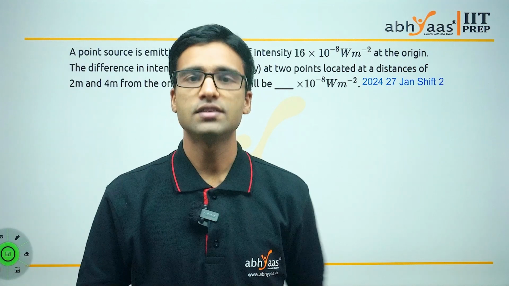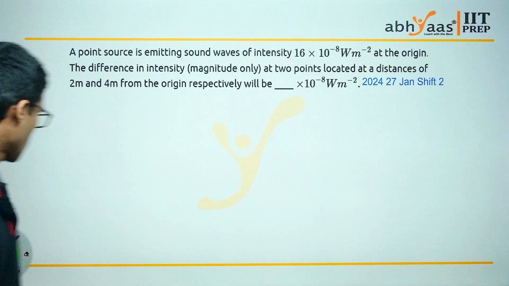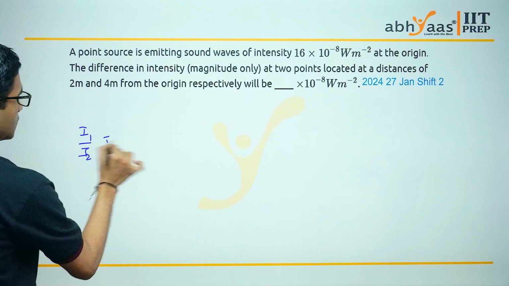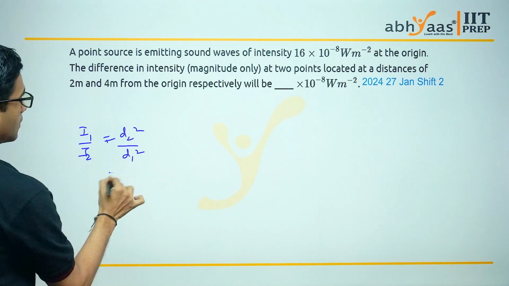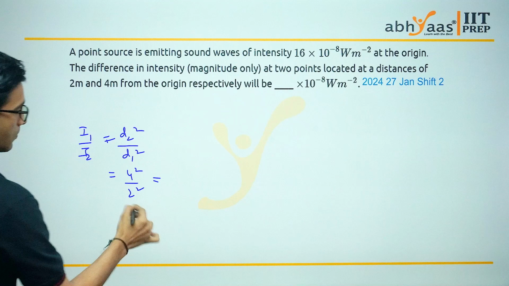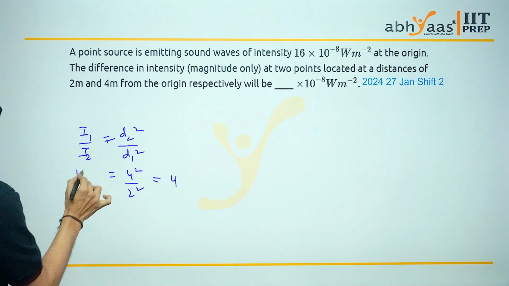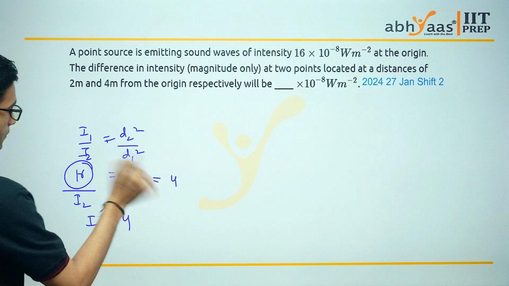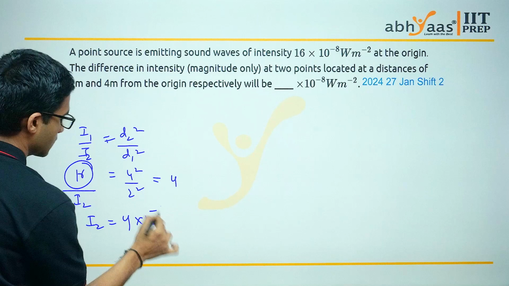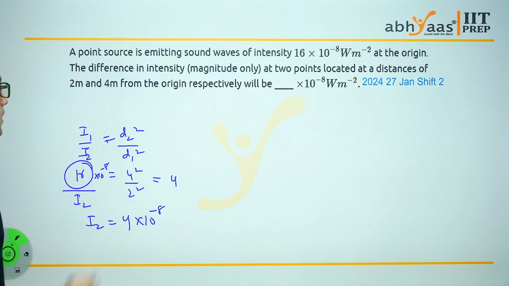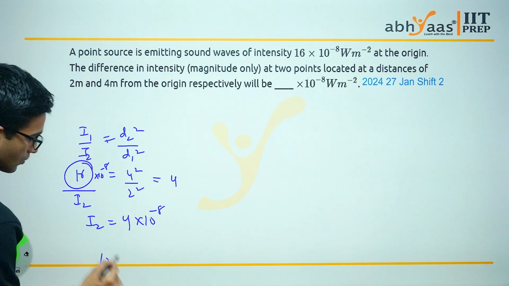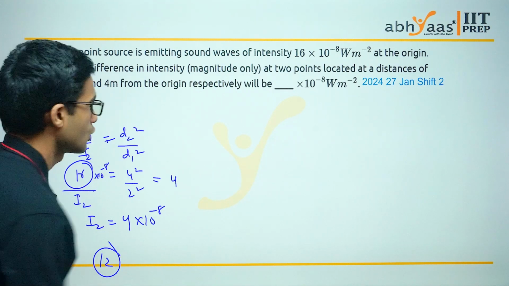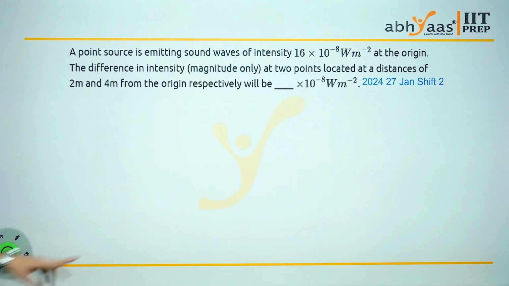As you know, intensity is inversely proportional to distance square. Okay, if you try to observe I1 by I2 is equal to D2 square by D1 square, that is 4 square by 2 square, that is 16 by 4, that is 4. So initially I1 is 16, I2 is equal to 4, that is 4 into 10 power minus 8. So what is asked? Difference. Difference means 16 minus 4 is how much? 12. That is the thing. Okay, simple question, right? If you know the intensity is inversely proportional to d square, you will get the answer very, very easily. Now going to the next question.